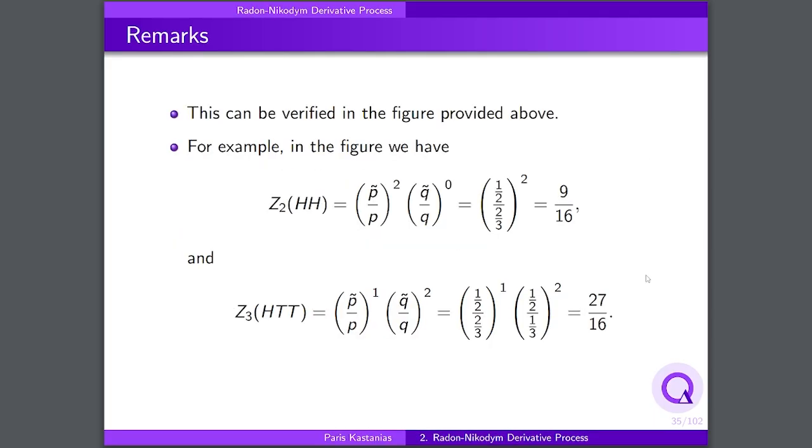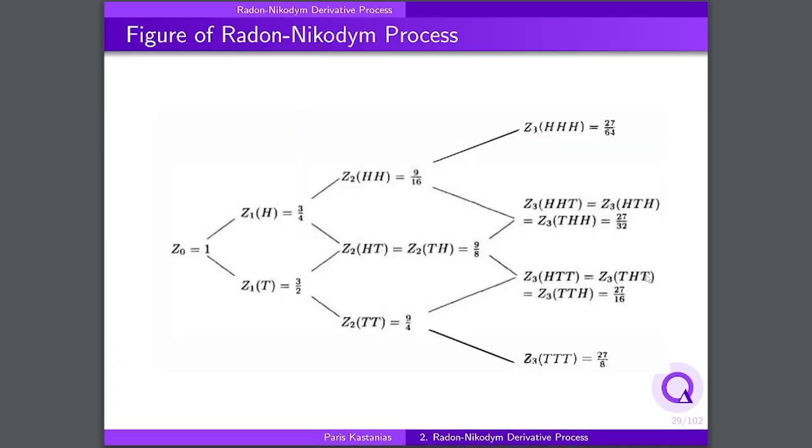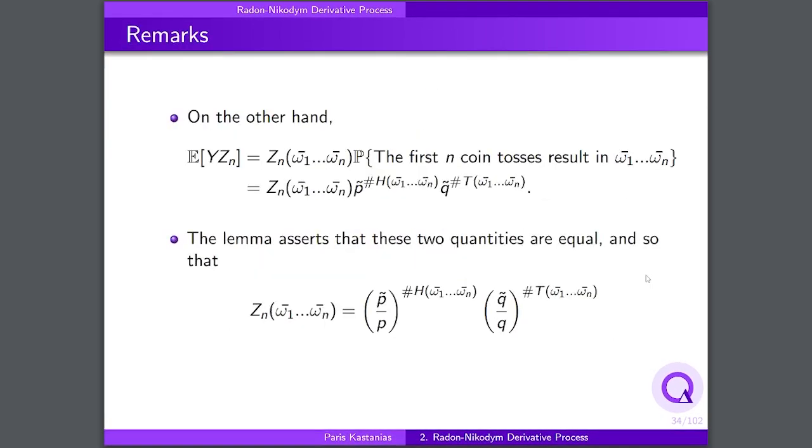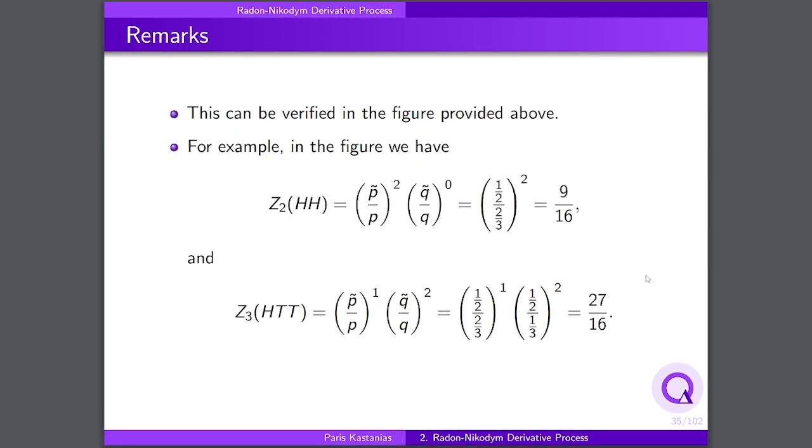This can be verified in the figure above, this one here. So you can have a look at that. So for example, if we plug in 2 and 0 there, it's going to be 1/2 on 2/3, to the power of 2, which is 9 on 16. It also works for Z3(HTT). Plug in 1 and 2 there. We get 27 on 16.